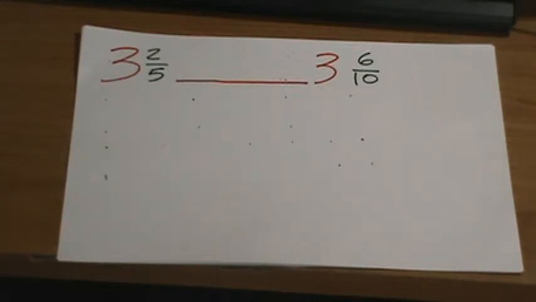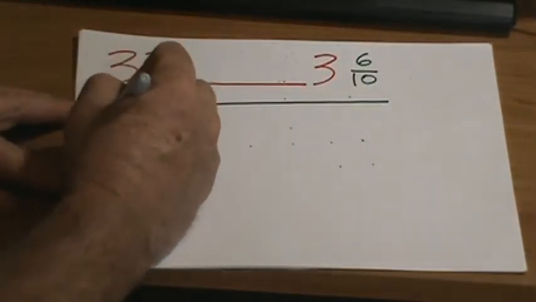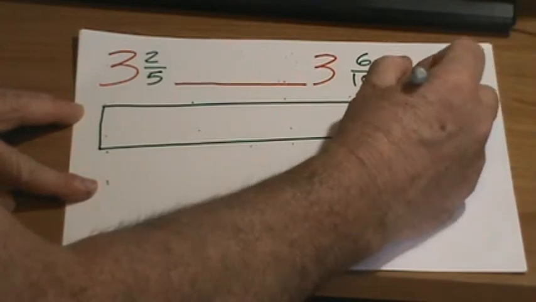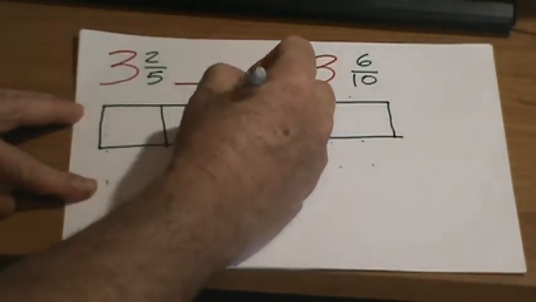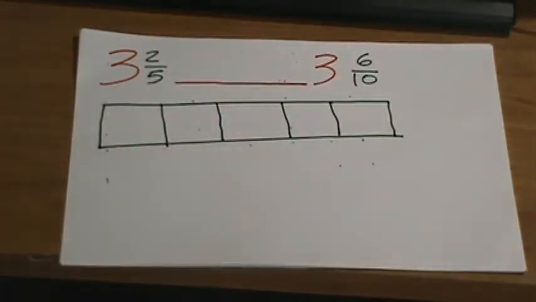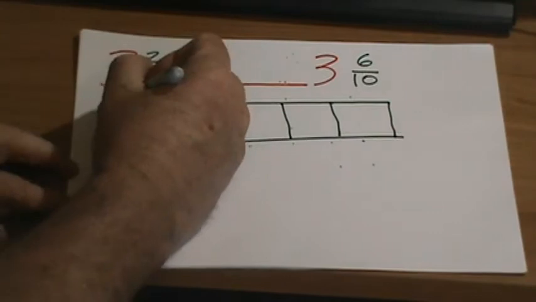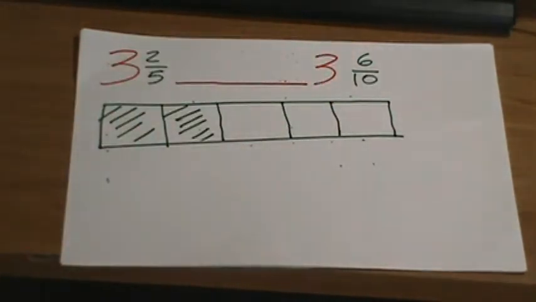Let's make our 2/5 first, okay? I'm not going to do another one, I'm just doing one here. 1, 2, 3, 4, and 5, okay? Now we're going to shade in 2. So there's 2/5, okay? Do y'all agree with me? Sure you do. 2/5, 2 out of 5.